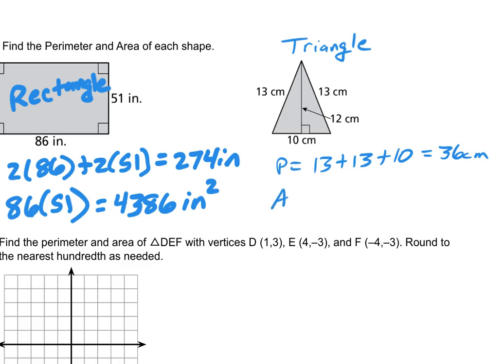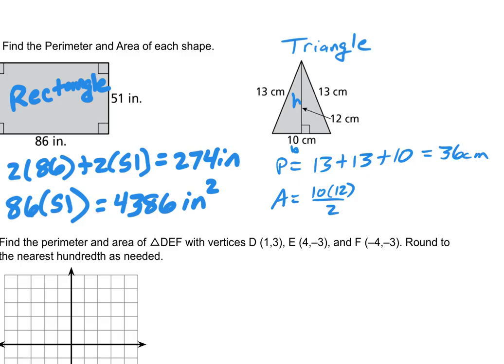Okay, area here, and this is what we talked about. Notice the 90-degree angle here. This would be my height. This would be my base. So I'm going to label this as H. I'm going to label this as B. And so we're going to go 10 times 12 divided by 2.